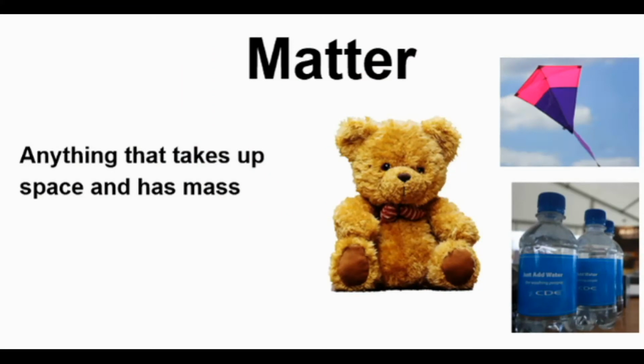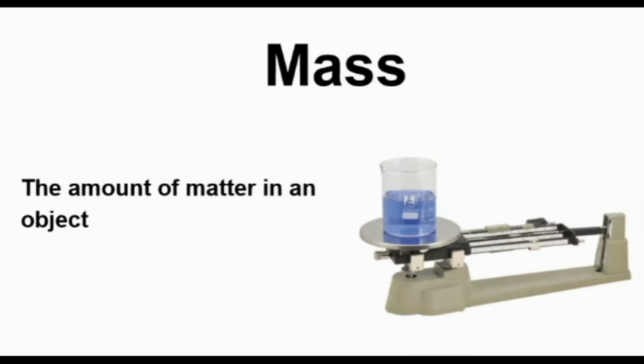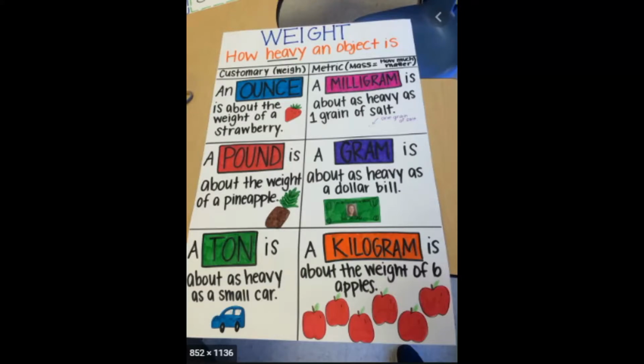Matter is anything that takes up space and has mass. Mass is the amount of matter in an object. Weight is how heavy an object is. It's the force of gravity acting on our bodies and everything in this world.